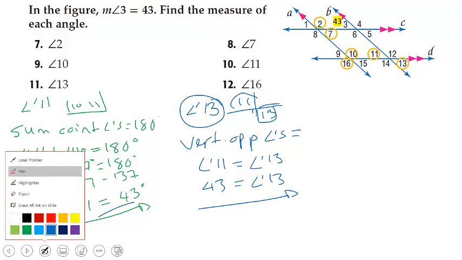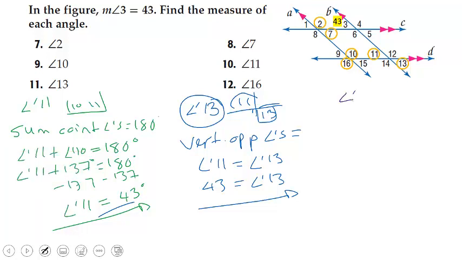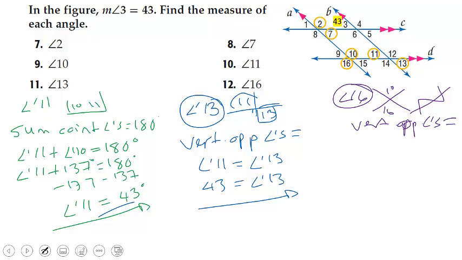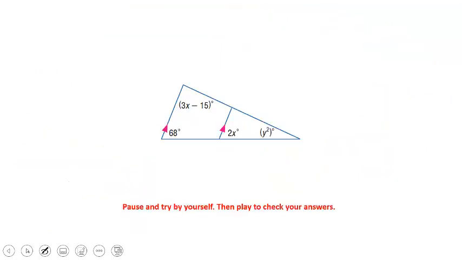And our last one, angle 16. So we're again going with vertically opposite angles are equal to each other. So we're going to say angle 10 is equal to angle 16, which is equal to, what did we say angle 10 was? 137 degrees.